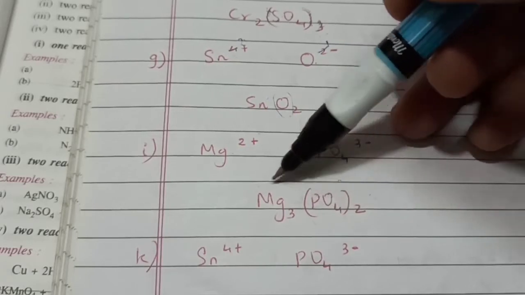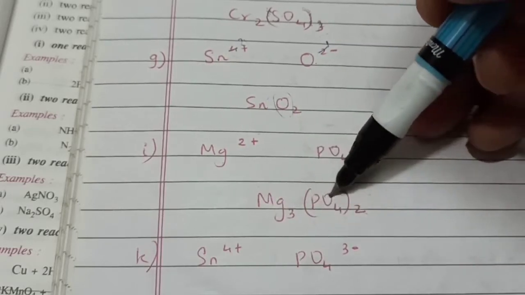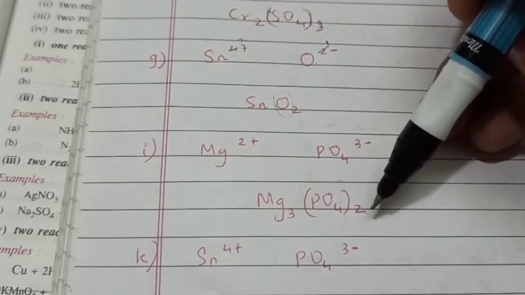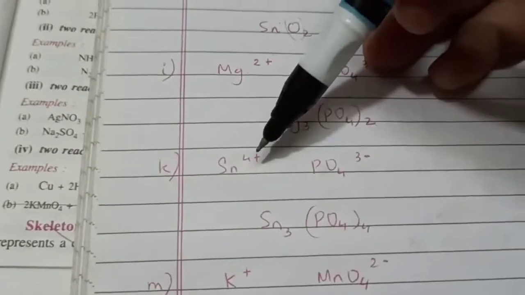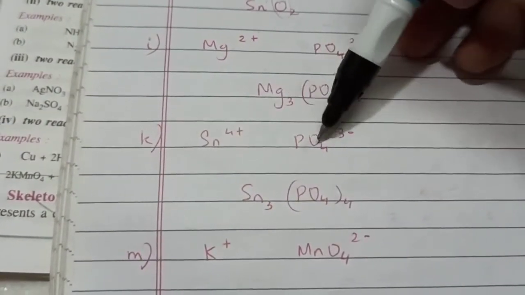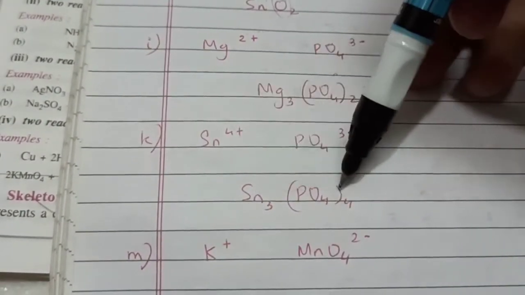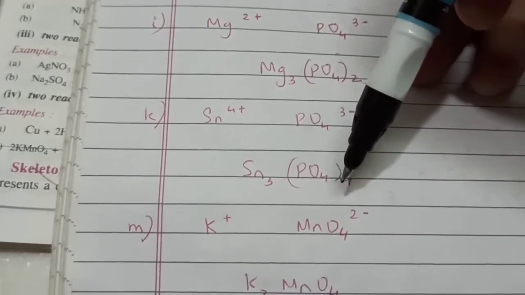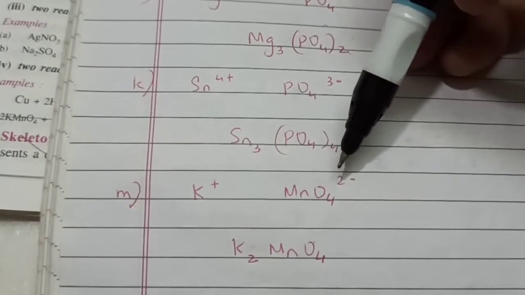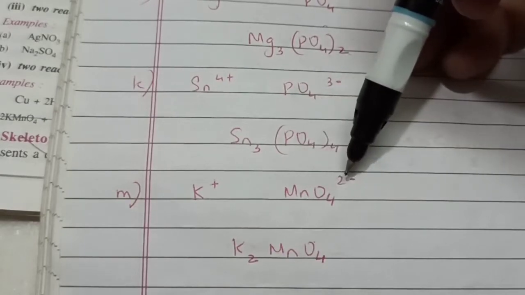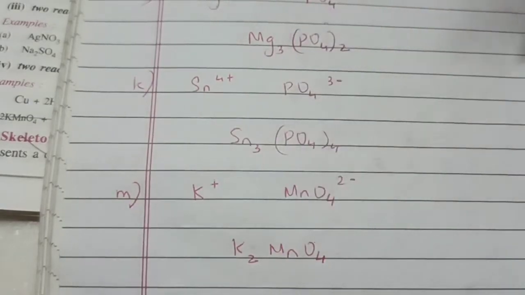So how many phosphorus atoms are there in this? 2. How many oxygen atoms are there in this? 4 into 2, 8. Next, K is stannic phosphate. So stannic is Sn4+, and phosphate is PO4 3-. Crisscross method, and we get this answer. And finally, potassium manganate. Now manganate is MnO4 2-. If it was permanganate, it would have been MnO4 1-. So be careful about that. Crisscross method, and this is the answer.